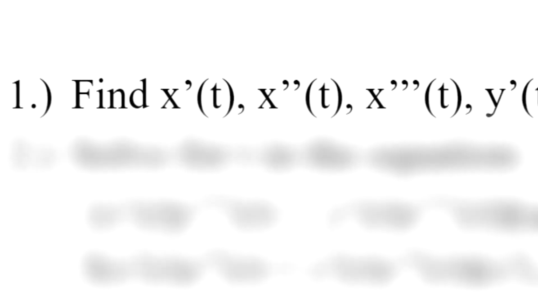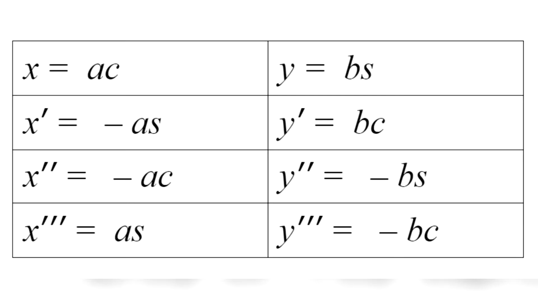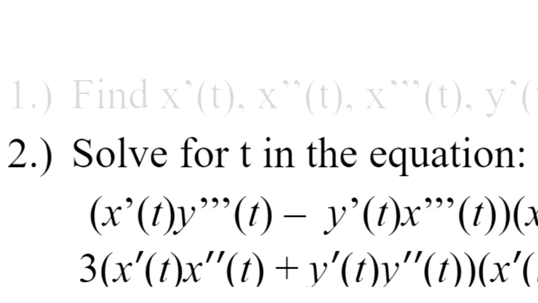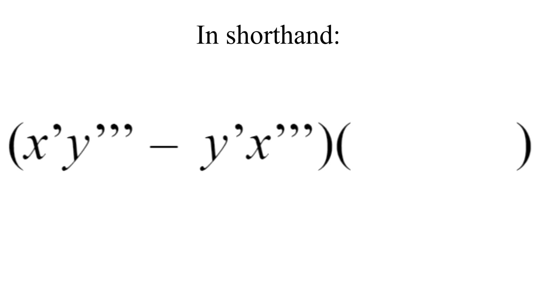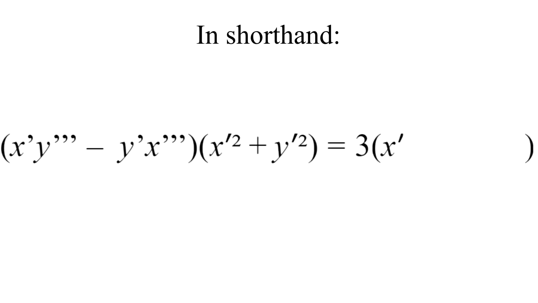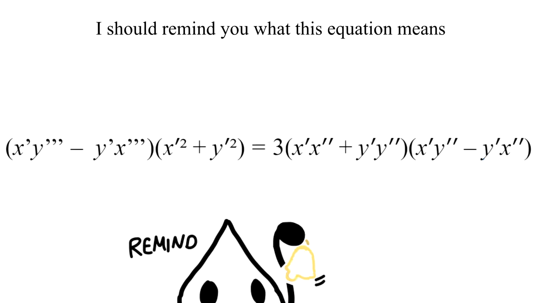You know what comes after step 1? The step next to it, which I think is step 2. This is the step where we compile all our primes into a giant equation, which is, in shorthand, x prime y triple prime minus y prime x triple prime, times x prime squared plus y prime squared equals 3 times x prime x double prime plus y prime y double prime times x prime y double prime minus y prime x double prime. I should remind you what this equation means.